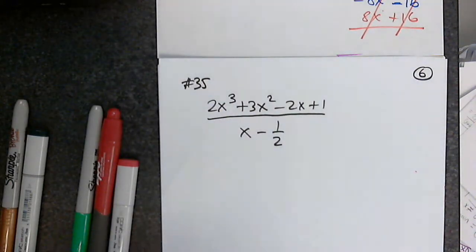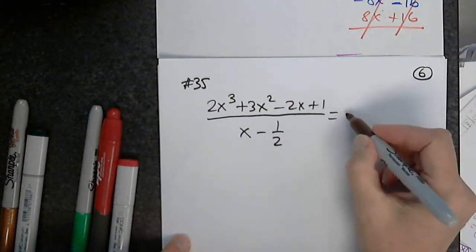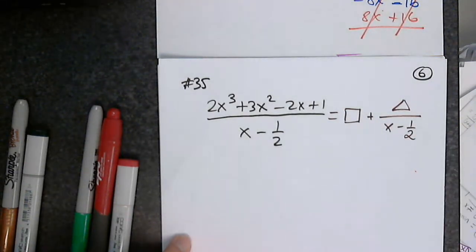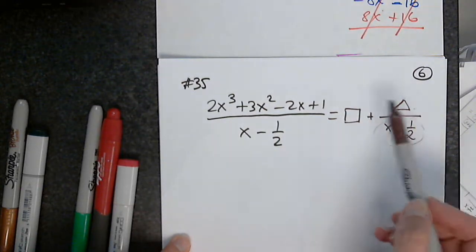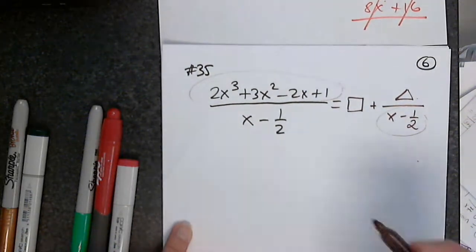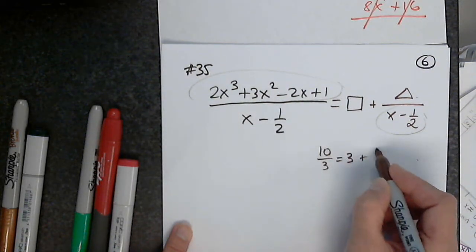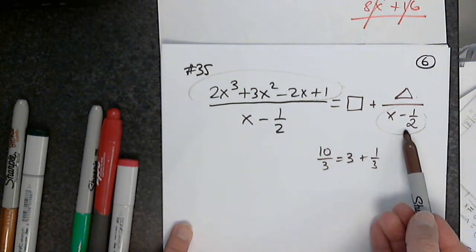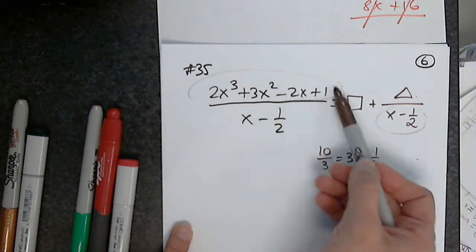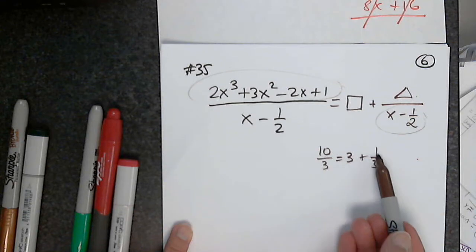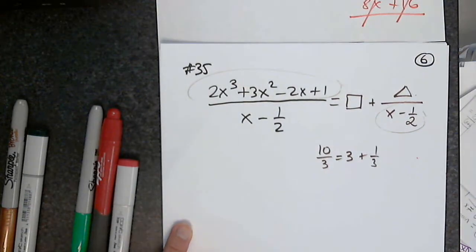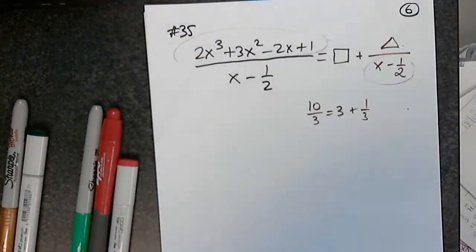Okay, so let's say, don't write this part, I'm going to erase it. So let's say I get this plus this over x minus 1/2. In order to check, I will multiply this by this, add this to get this. So let me give you an example. 10 divided by 3 equals 3 plus 1/3. 3 times 3 is 9, plus 1 is 10. This times this plus this has to give us this. Okay, that makes sense. Clear? Clear. Perfect. So now let's go ahead with this problem.